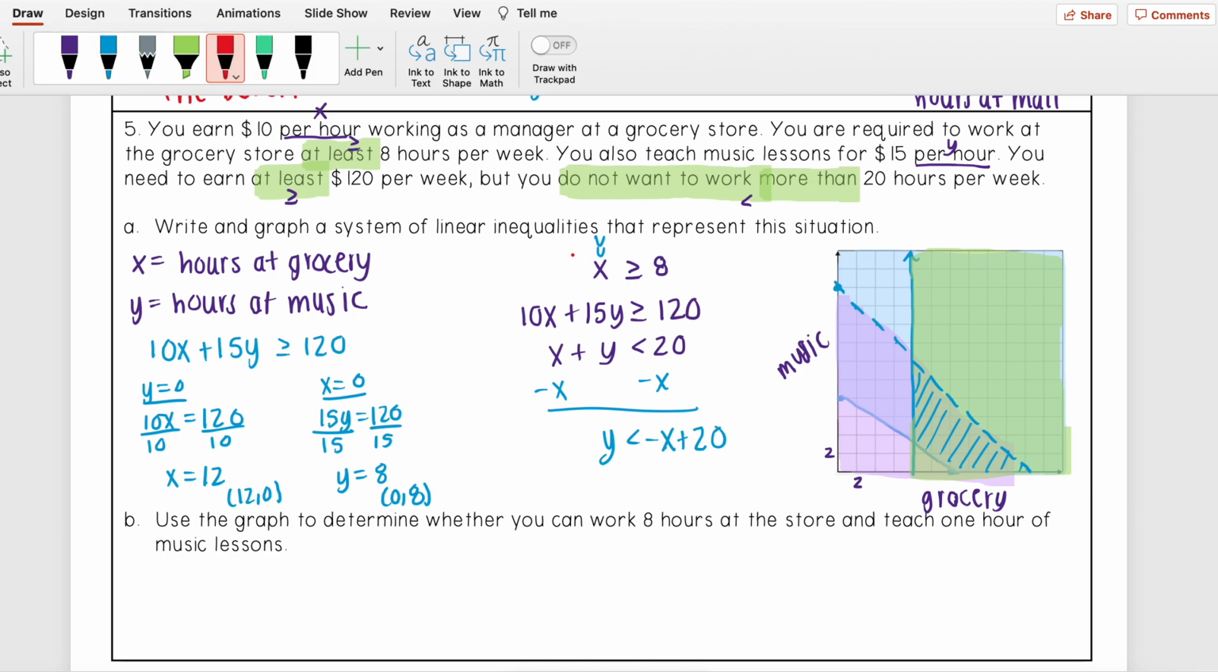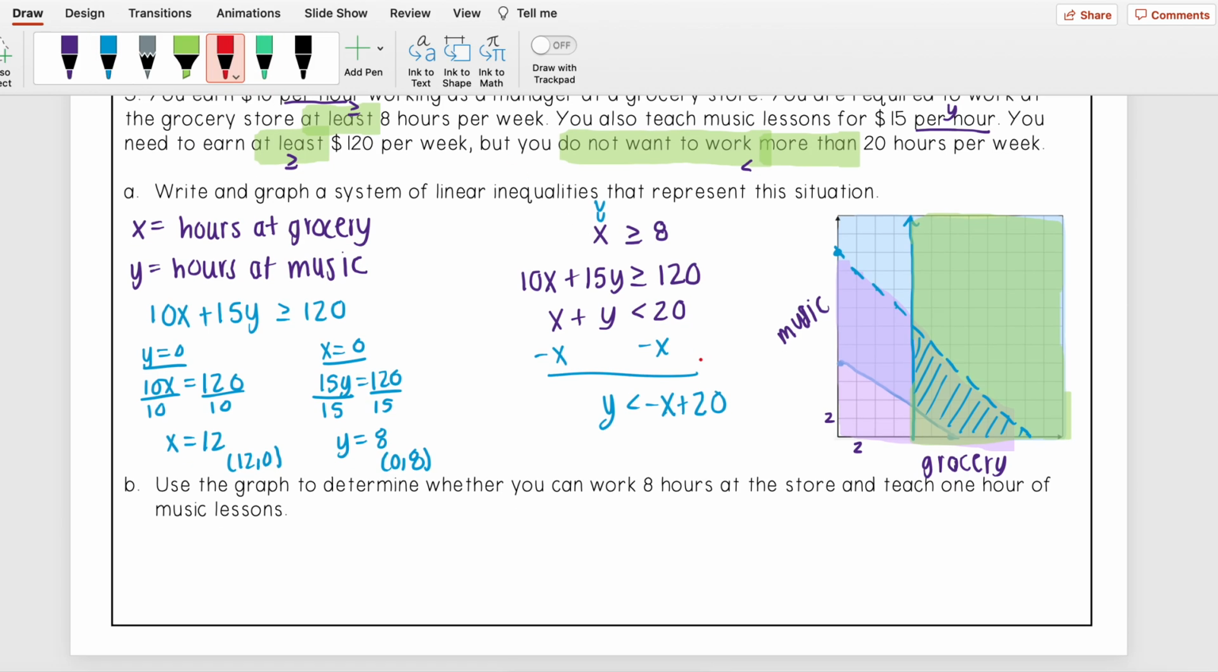So I have that first part A, and now I need to use the graph to determine whether I can work 8 hours at the store and teach 1 hour of music lessons. So hours at the grocery store, that again was x. Music lessons was y. So I'm looking to see if the point (8, 1) is in my shaded region. And so I come here. It looks like it's not, but I can go ahead and check with all of my linear inequalities.